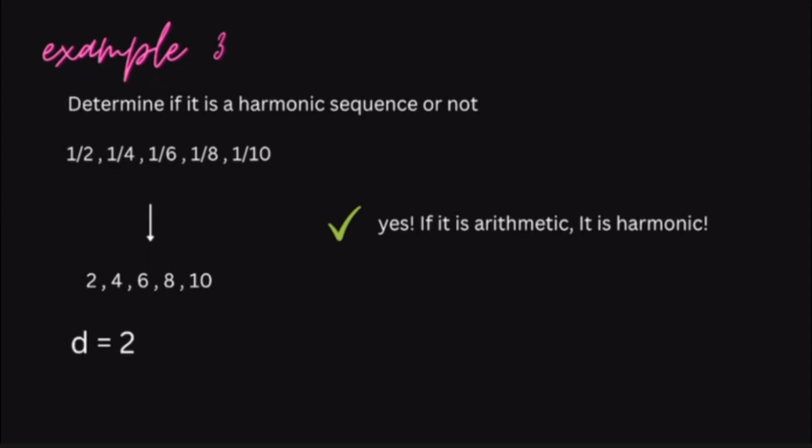Now, an arithmetic sequence has a common difference. And since we all know what a common difference is, since it is already explained by other groups, let's check if this has a common difference. 2, 4, 6, 8, 10 has a common difference of positive 2, meaning that 1 half, 1 fourth, 1 sixth, 1 eighth, 1 tenth, and so on and so forth is a harmonic sequence. So yes, this is a harmonic sequence.